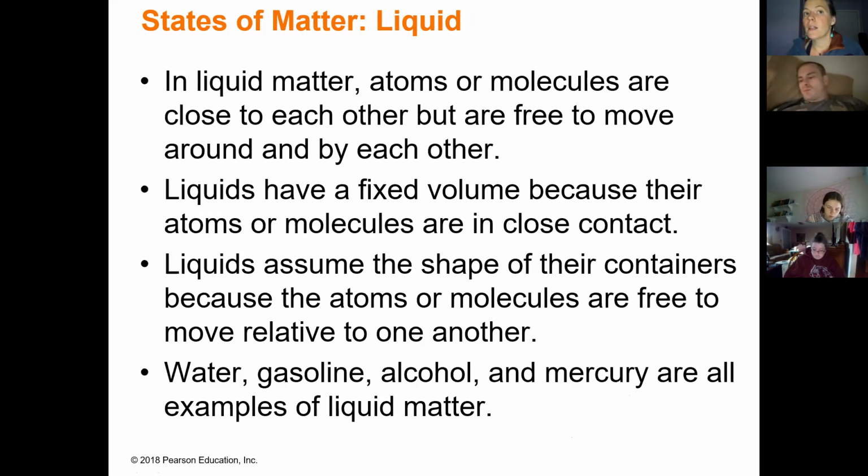So if you have 100 milliliters of water in a cup and you pour that into, say, a beaker, it's still going to be 100 milliliters, but it will change shape in that it'll now spread out to the size of the beaker, right? If you were to take that beaker and pour that water on the floor, that water would spread out to create a big, broad, thin layer of water across the surface of the floor, but it would still be 100 milliliters. So water, gasoline, alcohol, and mercury at room temperature are all examples of liquids.